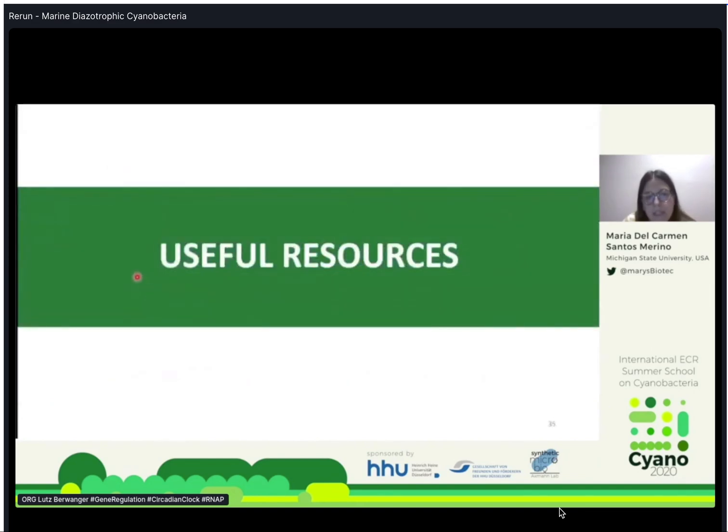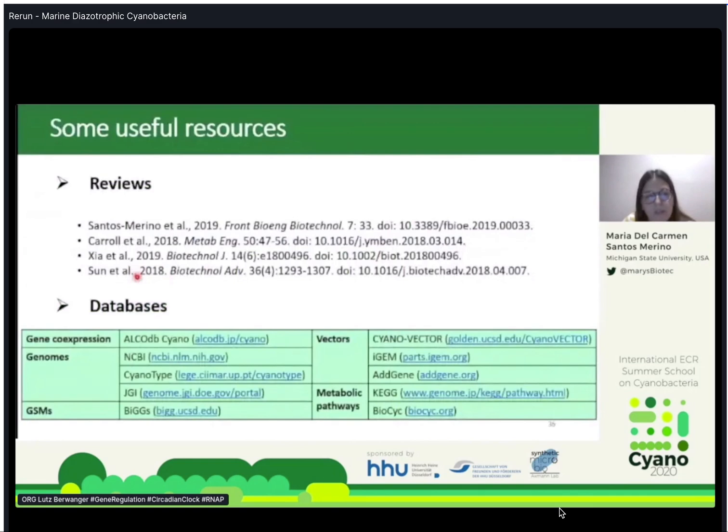In the last slide of this presentation, I'm going to show some useful resources: some new or recent reviews related to metabolic engineering of cyanobacteria, and also some tools or databases that can be useful to build and to identify the pathways that you want to use.